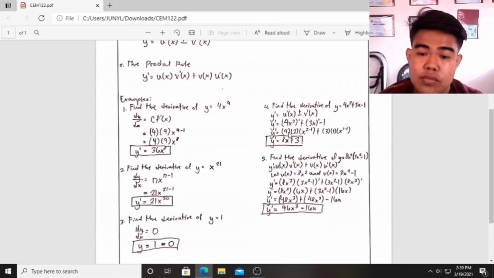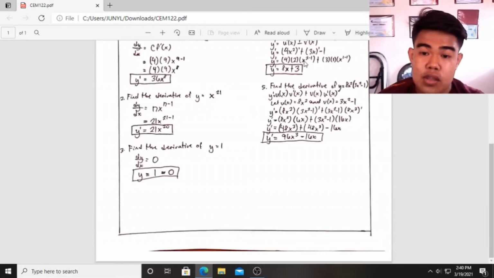So the 4 copy down, then I get the 2 from the exponent of the x, then copy x squared minus 1, then plus 3, then I copied 1 from the exponent, 3 times 1 is 3, then x raised to 1 minus 1.